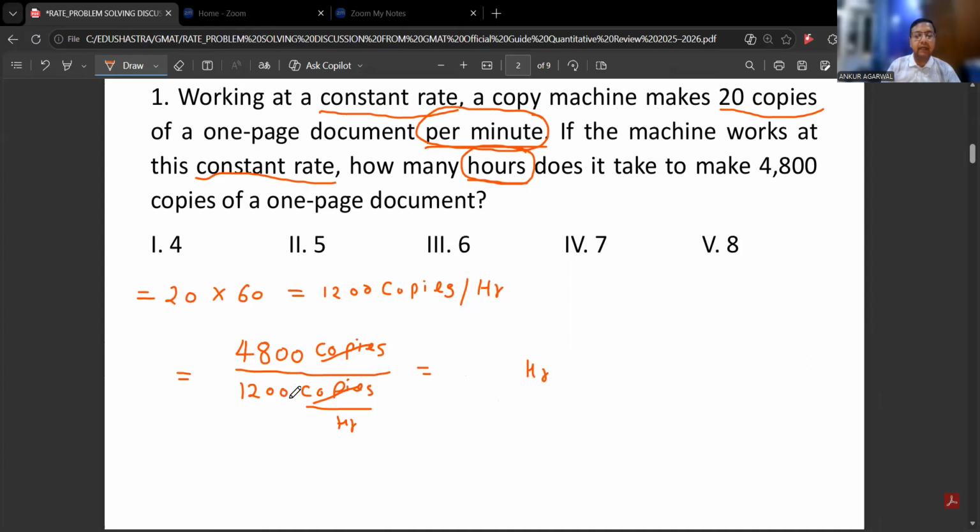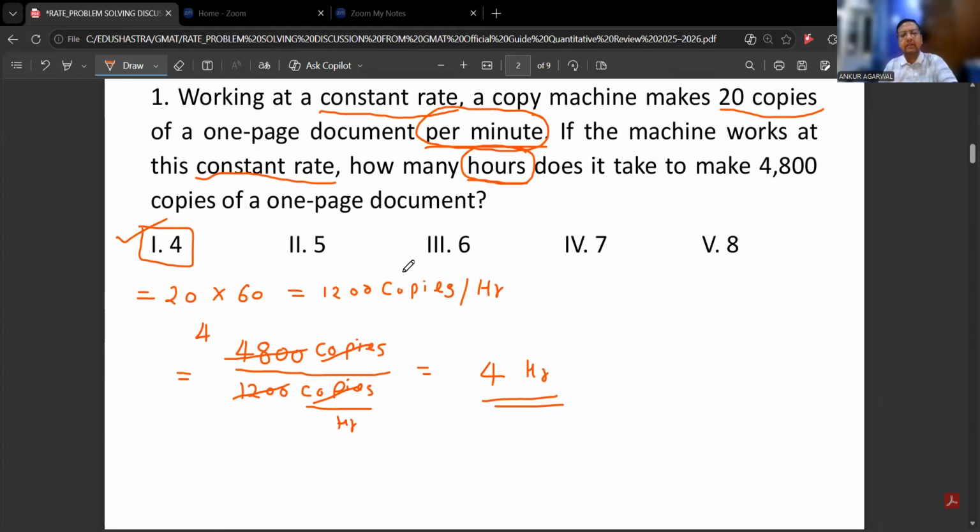4800 divided by 1200. When you cancel out, this comes out to be 4. So your answer is 4 hours for copying 4800 copies. This way my answer for this question is option number 1. This is my correct answer.